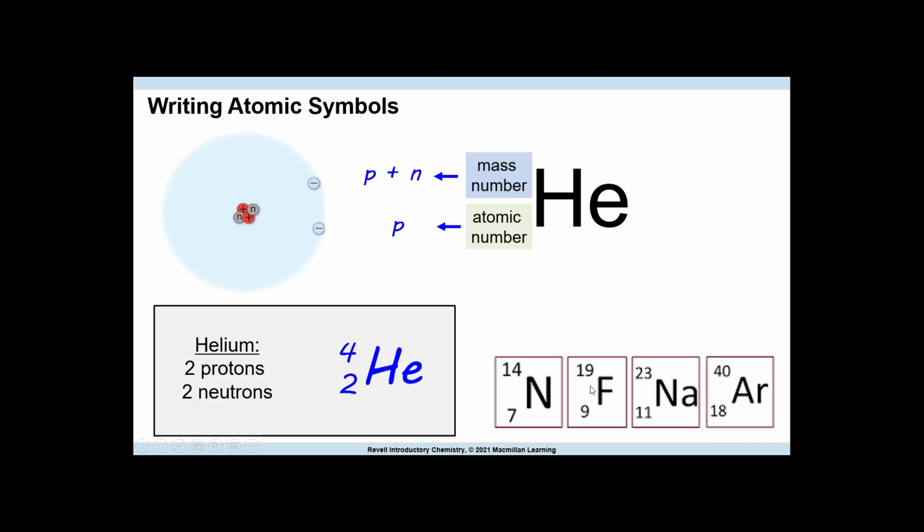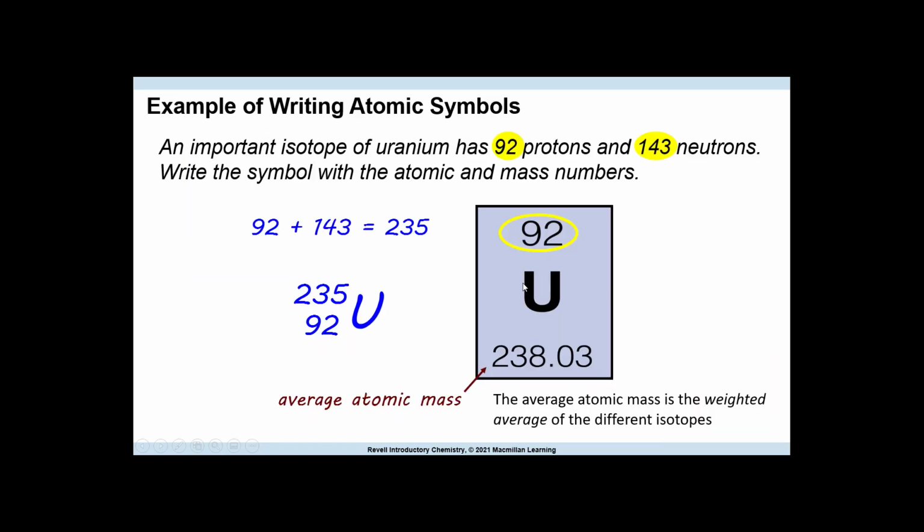Nitrogen has an atomic number of 7. Fluorine has an atomic number of 9. Sodium has an atomic number of 11. And argon has an atomic number of 18. And these are all the masses. So if you subtract these, this will tell you how many neutrons that element has.